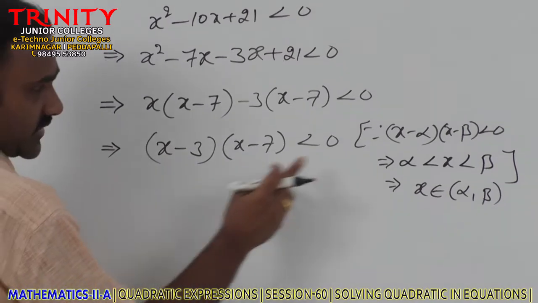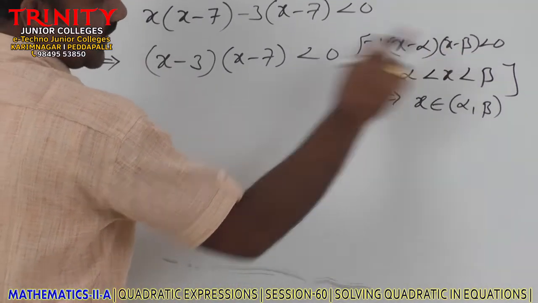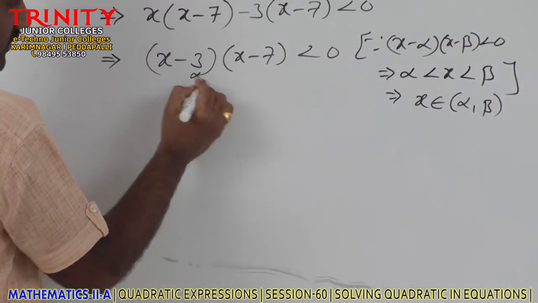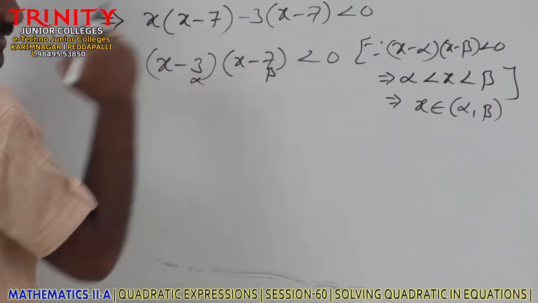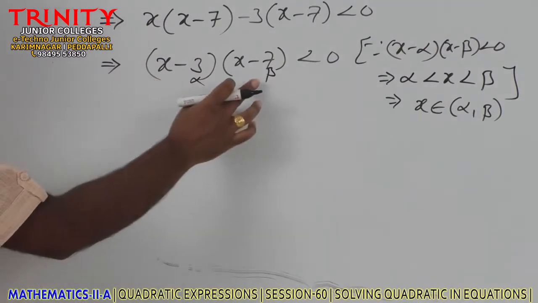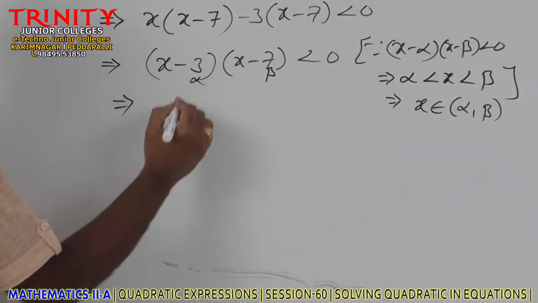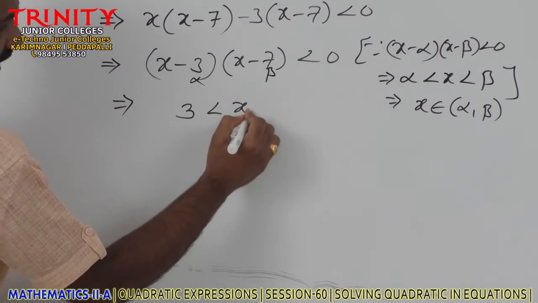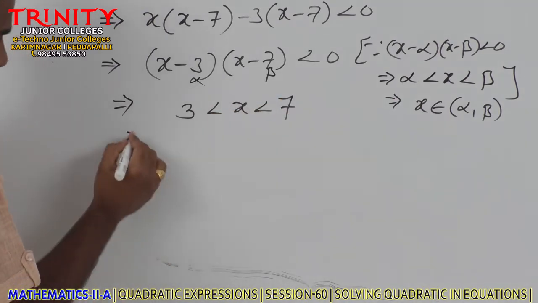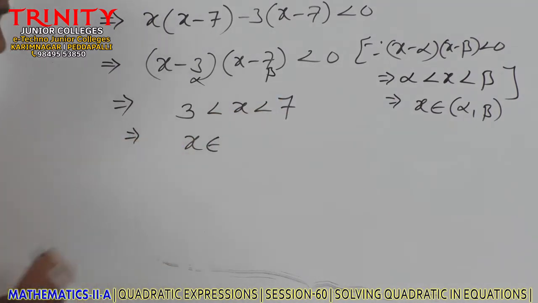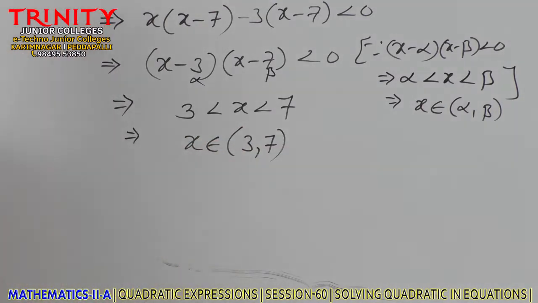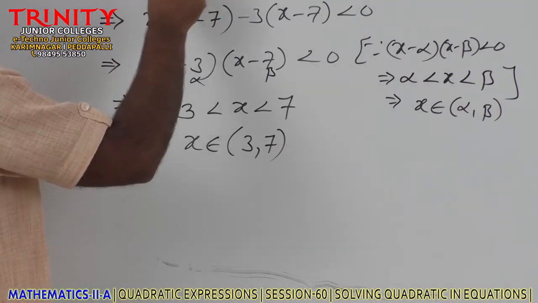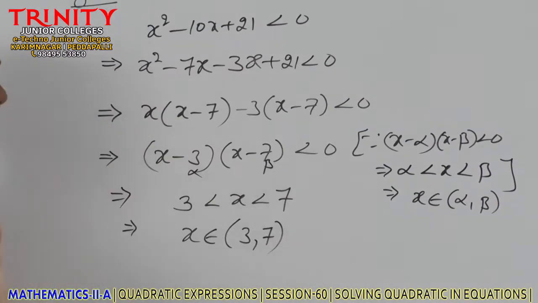Now this is in this form: x minus alpha into x minus beta less than 0. This is alpha and this is beta. Alpha must be less than beta. 3 is less than 7. Therefore x minus alpha into x minus beta less than 0, then 3 less than x less than 7. Therefore x belongs to, x will take the values in between 3 comma 7, for this inequation x square minus 10x plus 21 is less than 0.